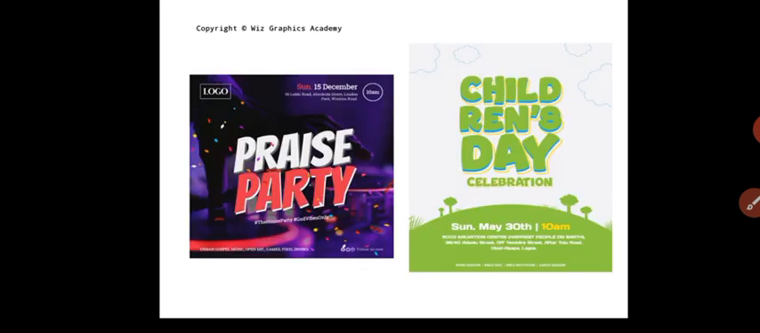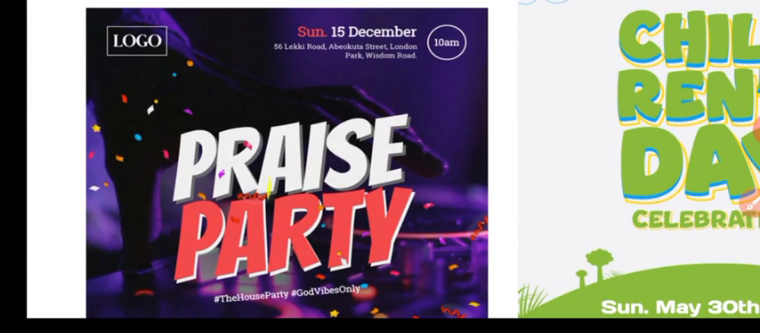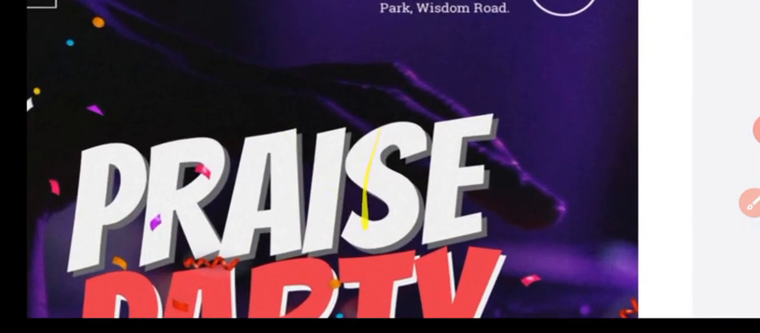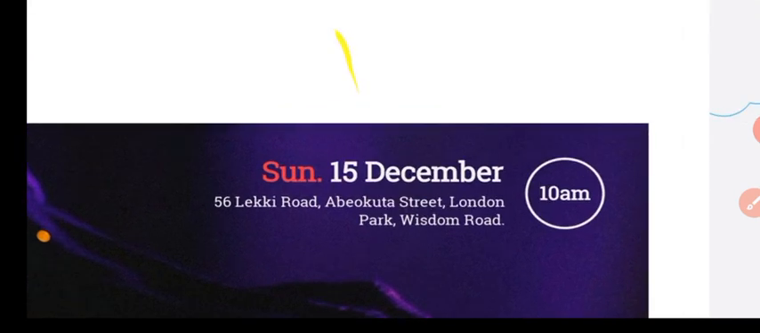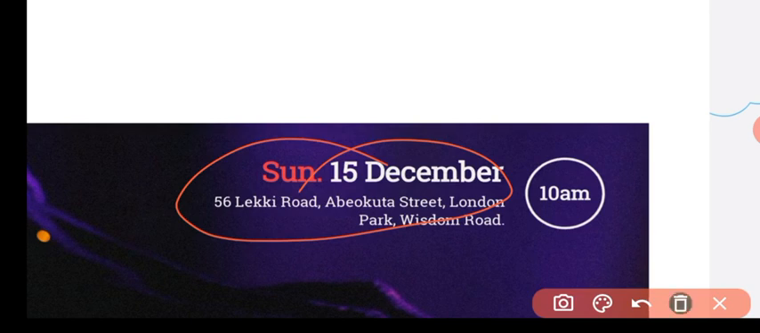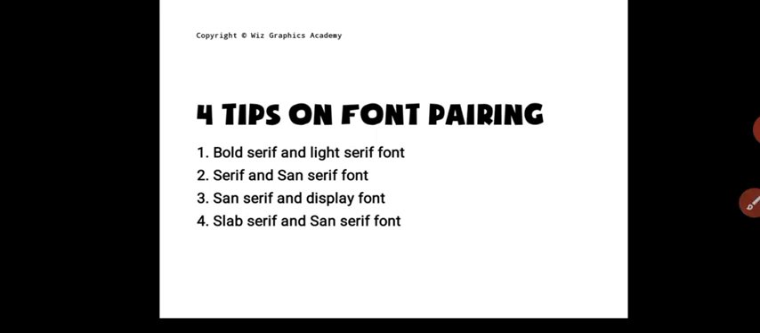Okay, so let's go back to observe something. If you look very closely, this is a bold sans serif font and this is a slab serif font that is light. So these are things that you can just mix. Okay, I just gave you 4 tips. So these are the things that you can use. This is not a principle, this is not a rule. So you can break them, you're free to break them.